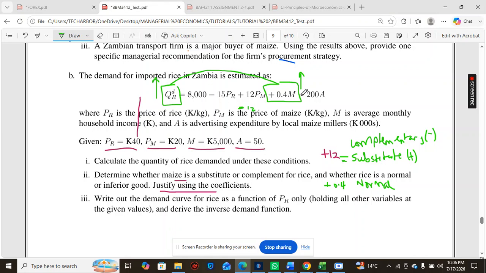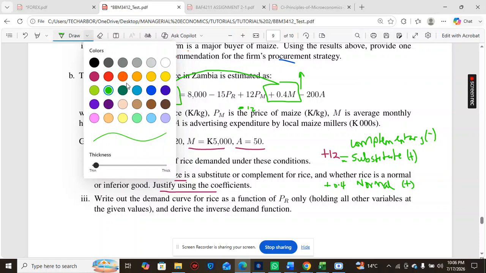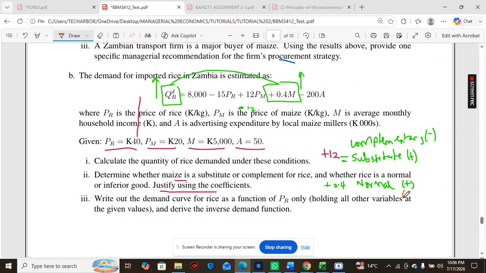Okay. Normal goods, when your income increases, you buy more of it. So normal goods have to have a positive coefficient. If it's an inferior good, then it has to have a negative coefficient. Because remember, inferior goods, when your income increases, you buy less. So if this was a minus sign here, if the income increased, we would buy less, not more. And if our income dropped, we would have bought more. So inferior good, negative sign.